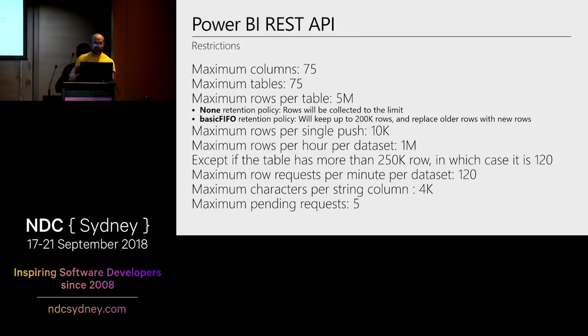Okay, there are some restrictions, very, very briefly. The ones that really matter are the 5 million rows per table, unless you switch to the basic FIFO mode, which guarantees you won't run out, but you won't have as much history. You can't push more than 10,000 rows in a single request. Maximum rows per hour is 1 million. But the moment that the table has more than 250,000 rows, the ingestion is completely throttled. It won't allow more than 2 a second. All right, so I'm going to regard that while you can have 5 million rows, when you get to 250,000, you're going to hit some row bumps. They're the ones that matter.